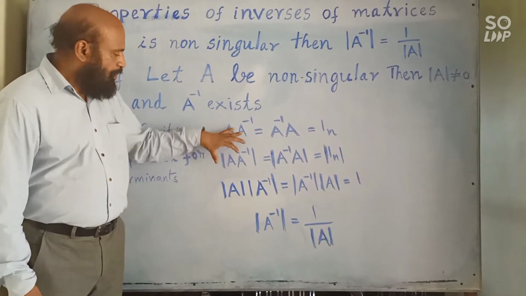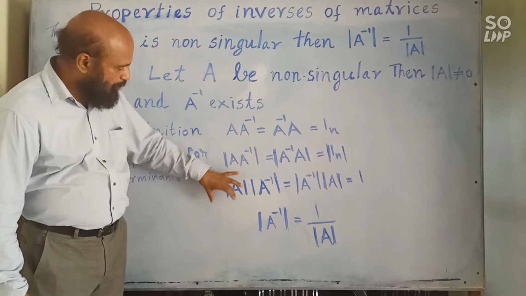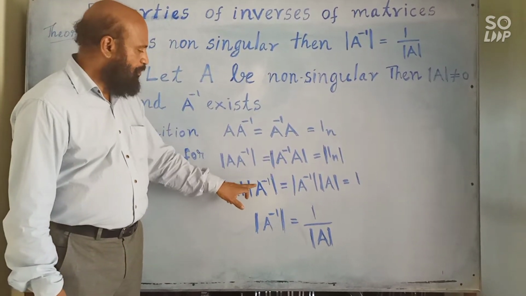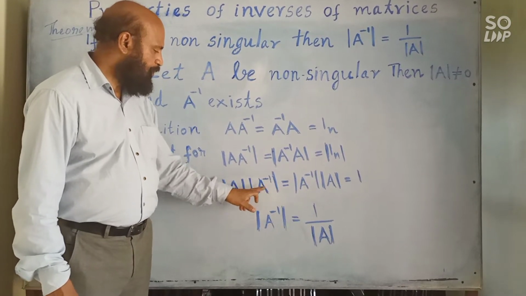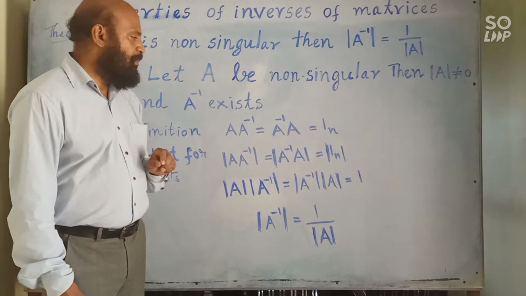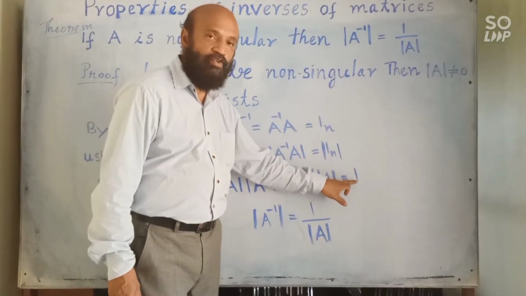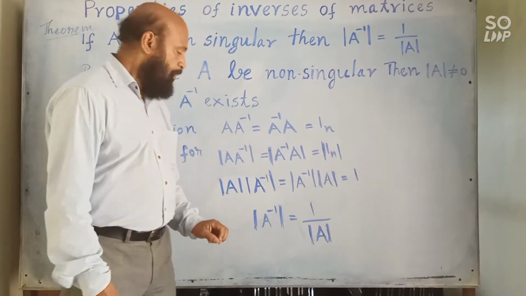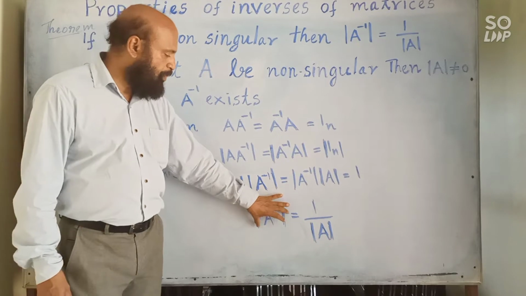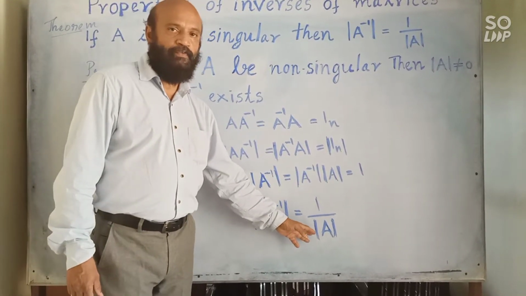Here, determinant of A into A inverse can be written like this: determinant of A into determinant of A inverse. This is because of the product rule of the determinants. Then when we take the determinant of the identity matrix, it will be equal to 1. From this step, we can write like this. Determinant of A inverse will be equal to 1 divided by determinant of A.